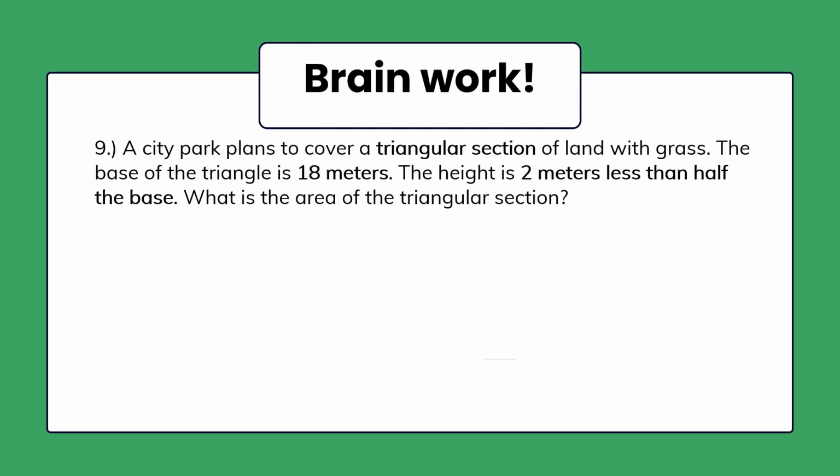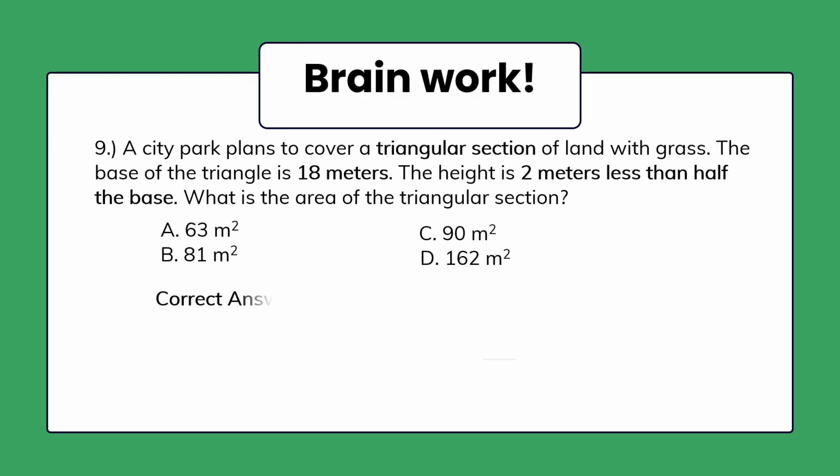Next problem. A city park plans to cover a triangular section of land with grass. The base of the triangle is 18 meters and the height is 2 meters less than half the base. What is the area of the triangular section? A. 63 square meters. B. 81 square meters. C. 90 square meters. Or D. 162 square meters. What do you think the answer?